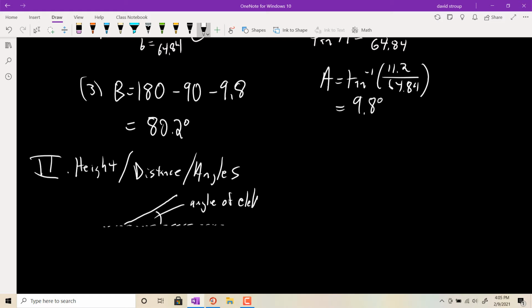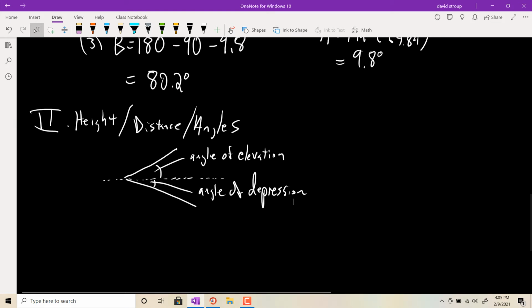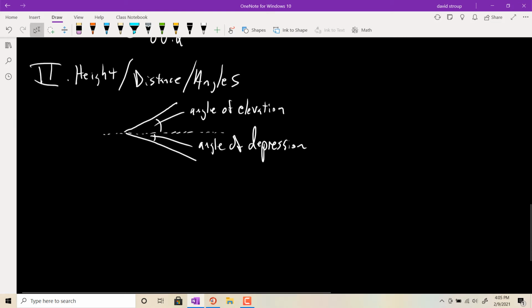Angle of elevation. If you go below the horizon and you have an angle like this, that angle is called the angle of depression. So you just have to know those kind of phrases. I don't know if those are standard or whatever, but anyways, let's look at a story problem here.